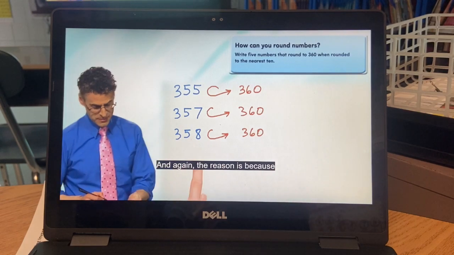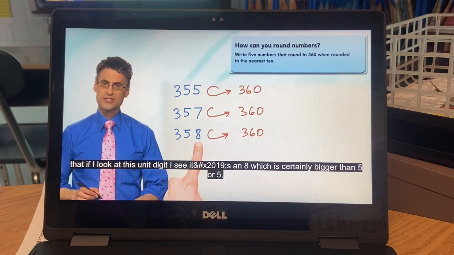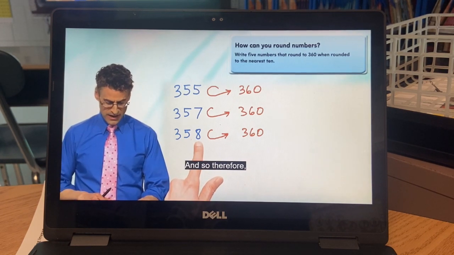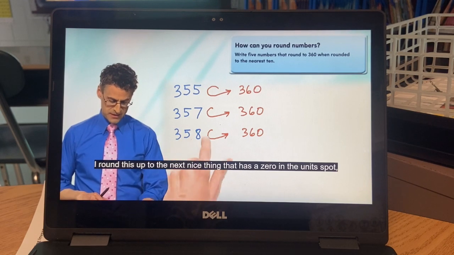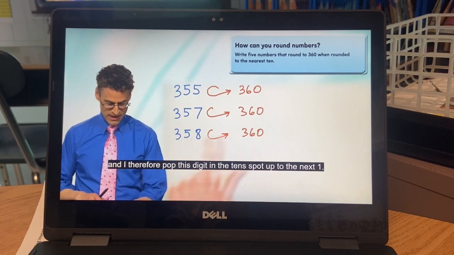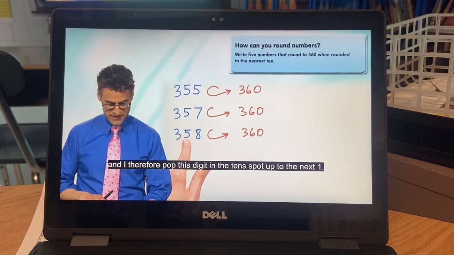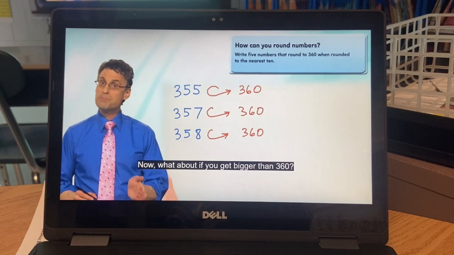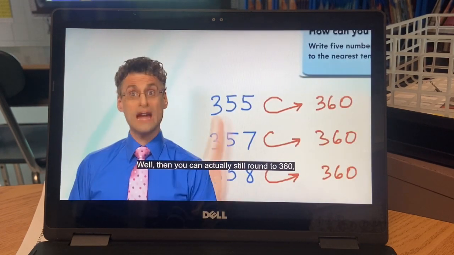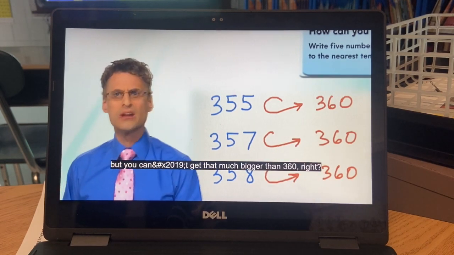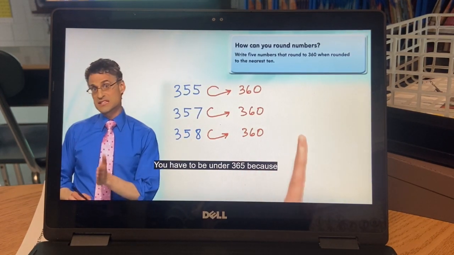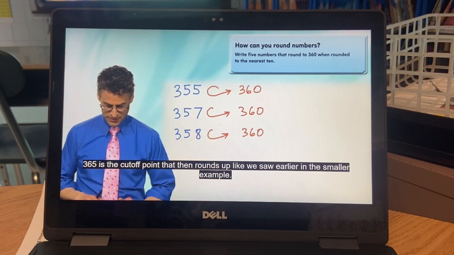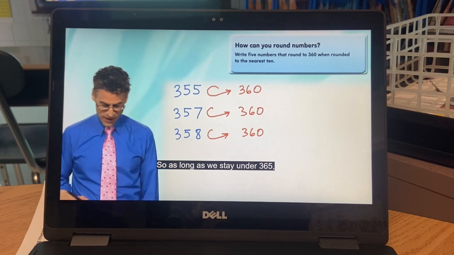And again, the reason is that if I look at this unit digit, I see it's an 8, which is certainly bigger than 5, and so I round this up to the next nice number that has a 0 in the unit spot, and I therefore pop this digit in the 10 spot up to the next one, so I see 360. Great. Now, what about if you get bigger than 360? Well, then you can actually still round to 360, but you can't get that much bigger than 360, right? You have to be under 365, because 365 is the cutoff point that then rounds up, like we saw earlier in the smaller example.